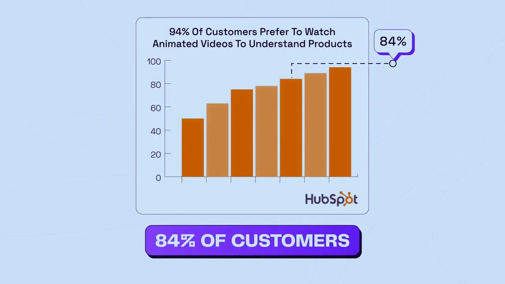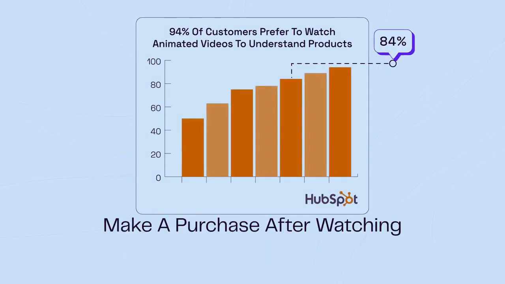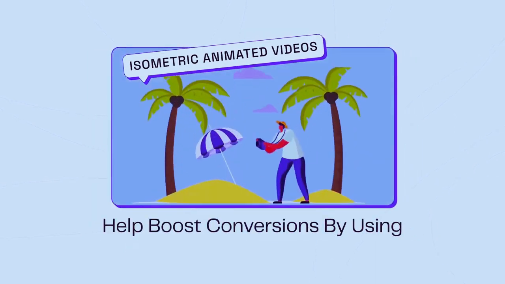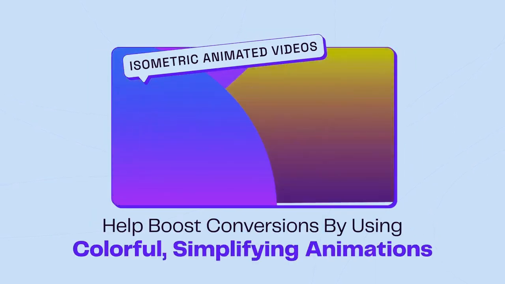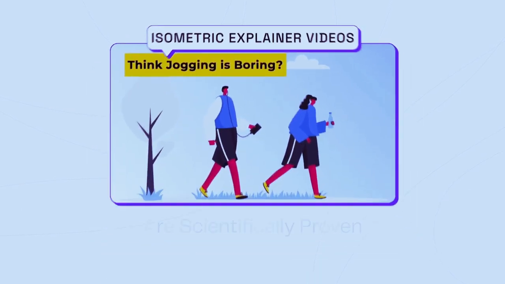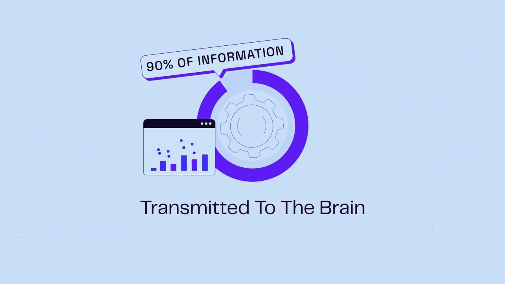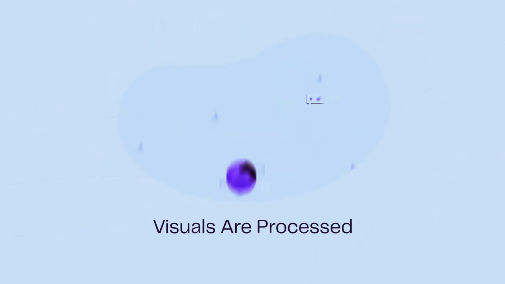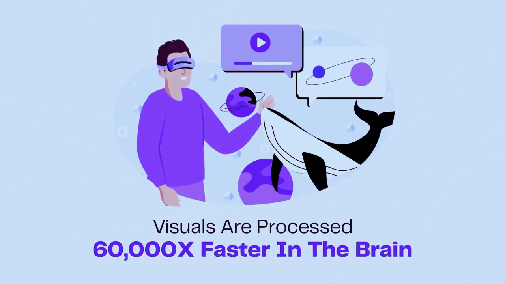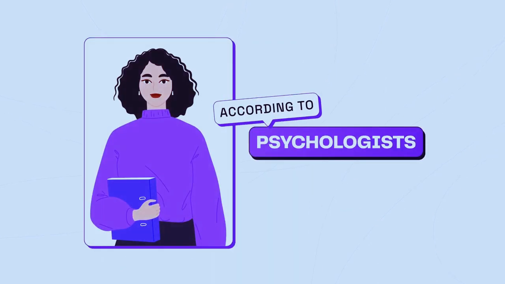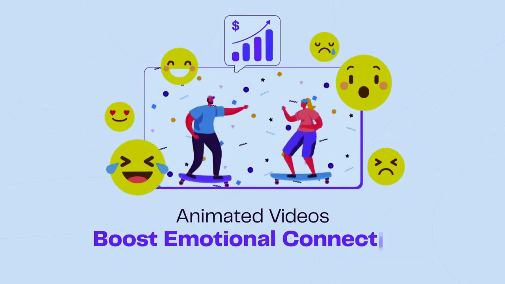Did you know 94% of customers prefer to watch animated videos to understand products and 84% of customers make a purchase after watching? According to HubSpot, isometric animated videos help boost conversions by using colorful, simplifying animations to get the point across. Plus, isometric explainer videos are scientifically proven to boost attention. 90% of information transmitted to the brain is visual, and visuals are processed 60,000 times faster in the brain than text or other types of videos, according to 3M Corporation.